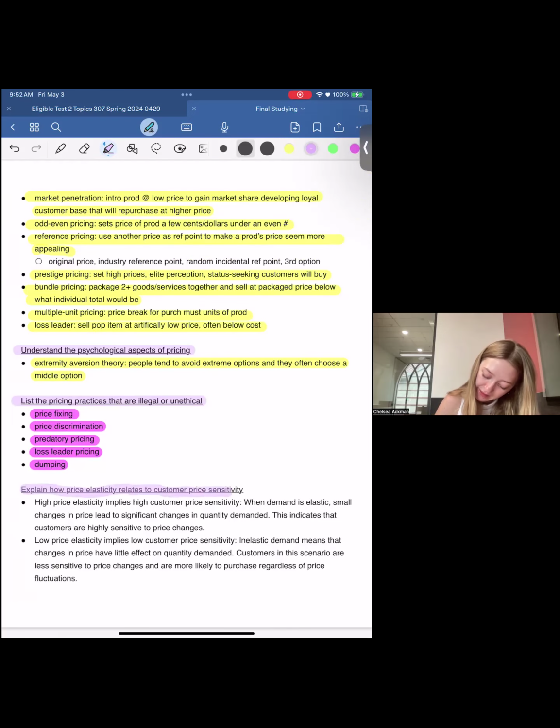Explain how price elasticity relates to customer price sensitivity. So a higher price elasticity implies higher customer price sensitivities, because when demand is elastic, there are small changes in price which lead to significant changes in quantity demanded. This indicates that customers are highly sensitive to price changes. And low price elasticity implies low customer price sensitivity, exactly the opposite.